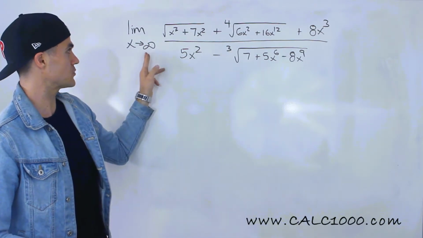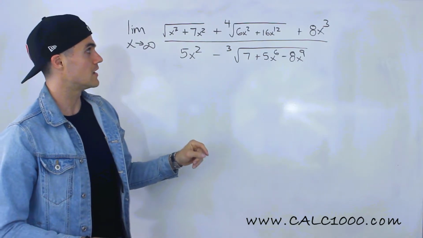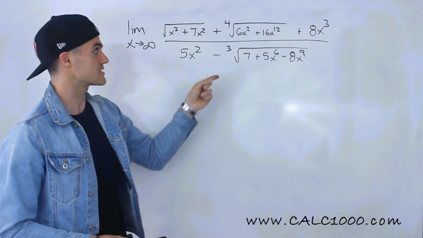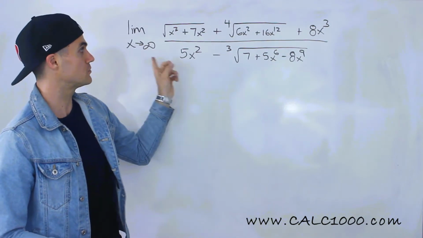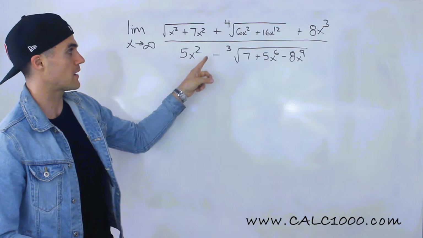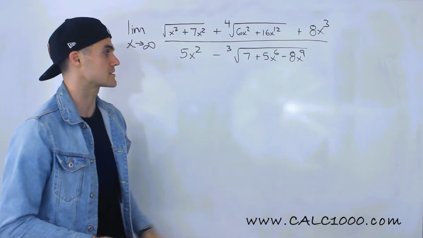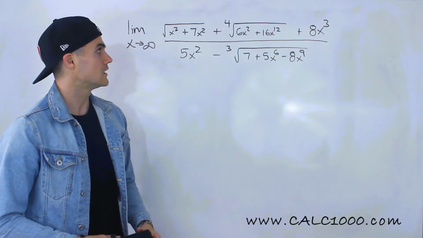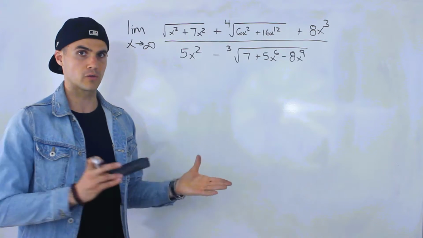We have the limit as x approaches infinity of the square root of x to the 3 plus 7x squared, plus the fourth root of 6x squared plus 16x to the 12 plus 8x cubed, all over 5x squared minus the third root of 7 plus 5x to the 6 minus 8x to the 9. So it looks complex, but it's actually not too bad, especially if you've been following along with the videos.